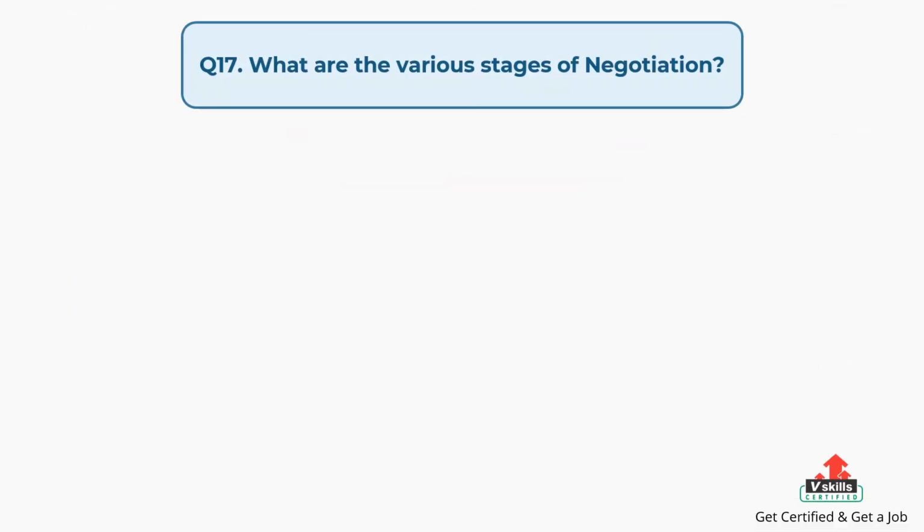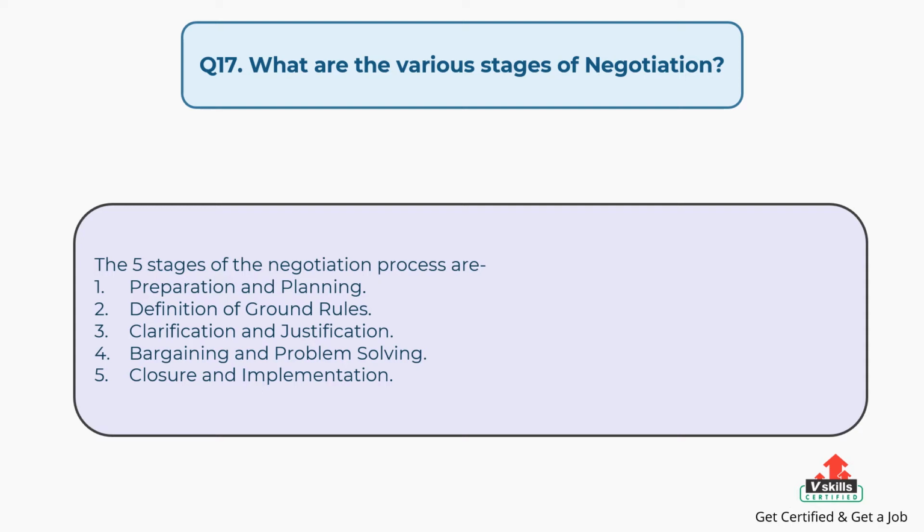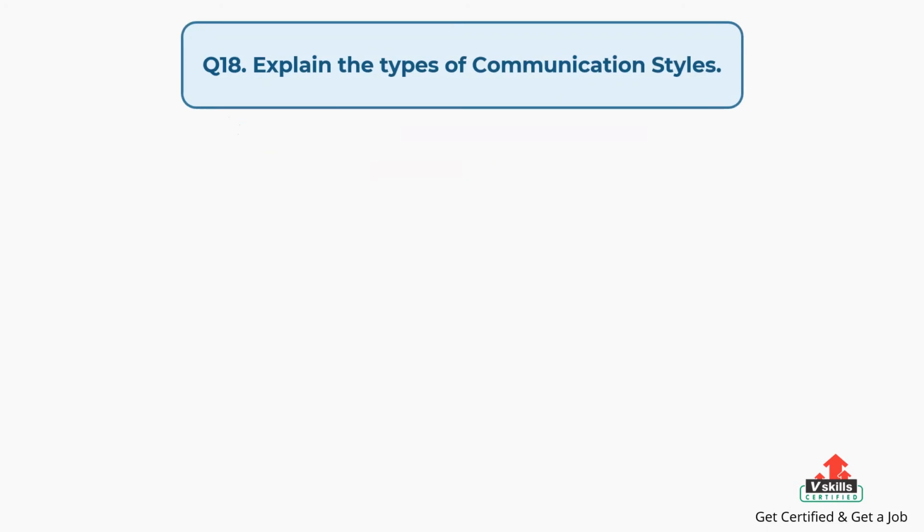Question number 17. What are the various stages of negotiation? The answer is: the 5 stages of the negotiation process are: first, preparation and planning. Second, definition of ground rules. Third, clarification and justification. Fourth, bargaining and problem solving. Fifth, closure and implementation.